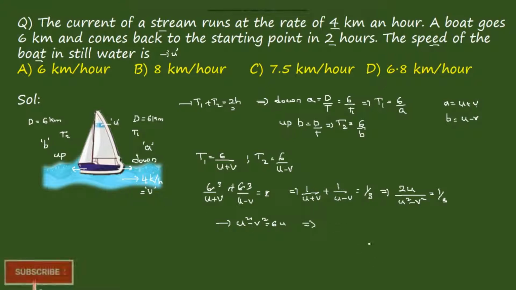Then you get u square minus 6u minus 16 is equal to 0. And if you factorize, you get u plus 2 and u minus 8 is equal to 0. Then you get the value of u is equal to minus 2 or plus 8, right? Speed cannot be negative, it will be positive. So u is nothing but 8. It's 8 kilometers per hour. So speed of a boat is 8 kilometers per hour. So option B. To the next question.